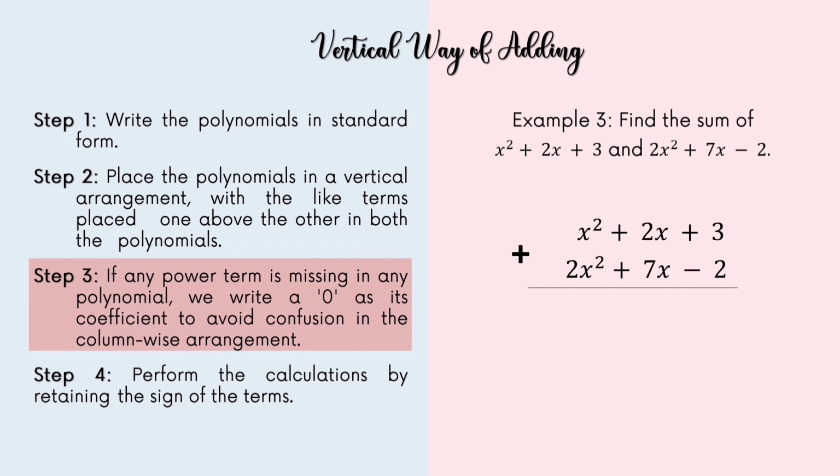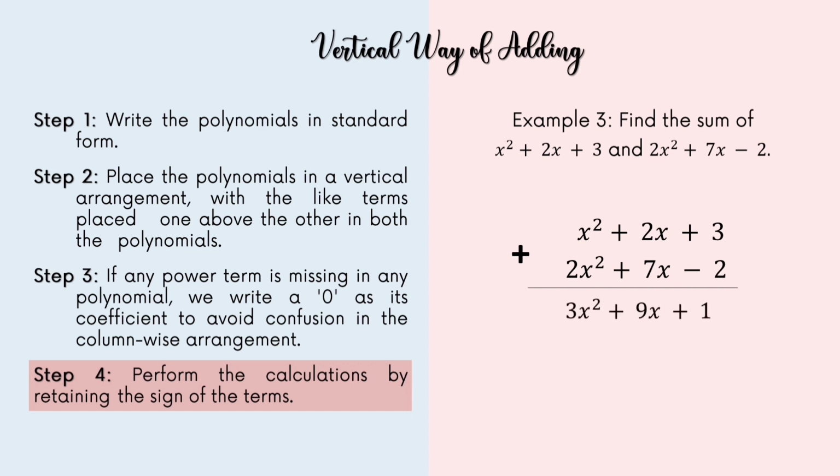Since step 3 is not applicable again in this case, we are going to proceed to our step 4, which is to perform the calculations by retaining the sign of the term. Now x squared plus 2x squared is equal to 3x squared, and 2x plus 7x is equal to 9x, and 3 plus negative 2 is equal to positive 1. Therefore, our final answer, 3x squared plus 9x plus 1, is the same as the answer we derived a while ago using the horizontal way of adding.